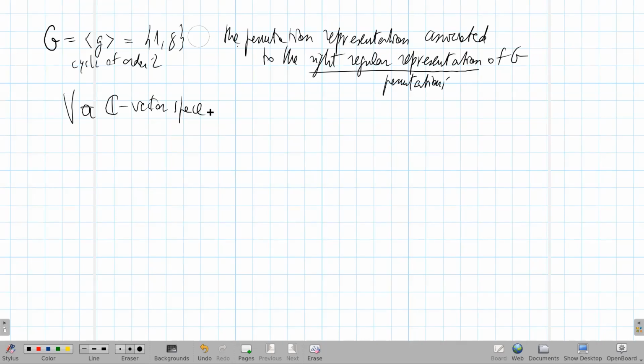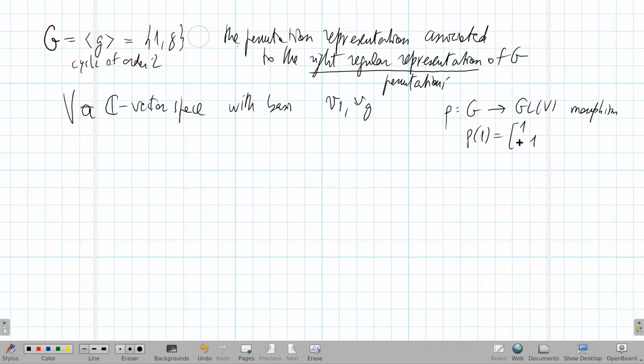And with bases V1, Vg, where 1 and g are exactly the elements of this group G. And well, as I said, I want to give a representation, which means a morphism of groups from G to GL(V). So of course, rho of 1 has to be 1 here, which is the identity matrix. That's trivial, it holds for all representations.